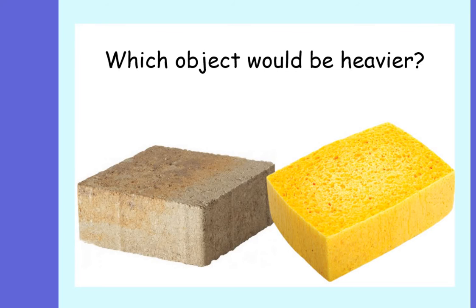Okay, hopefully we all know the brick is obviously going to be heavier. If I drop them both into water, the sponge would probably float, whereas the brick would sink. It would be heavier. And the reason being is these two objects have different densities. The density of the brick is much higher than the density of the sponge. So the amount of atoms packed into the brick is much greater than that of the sponge.